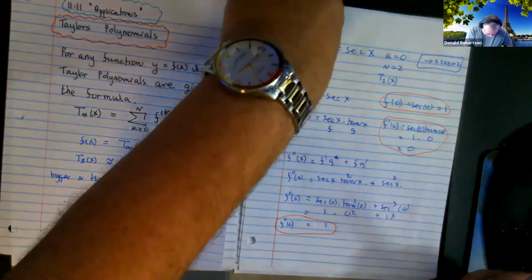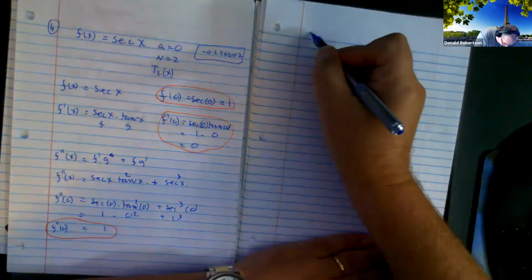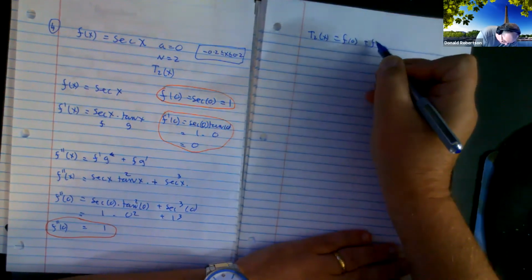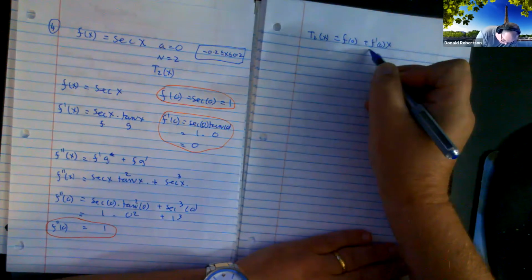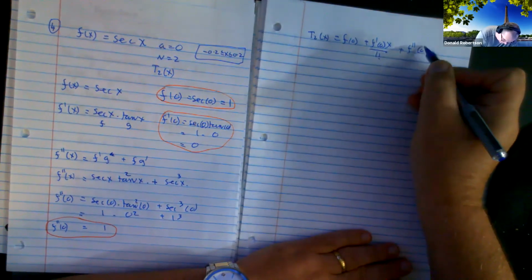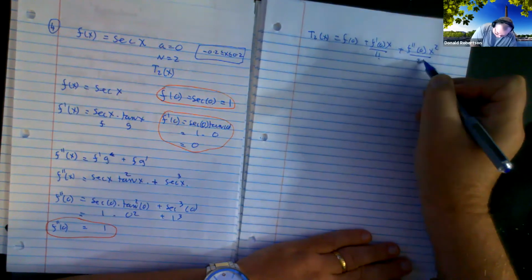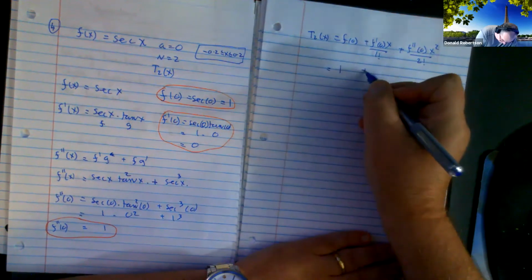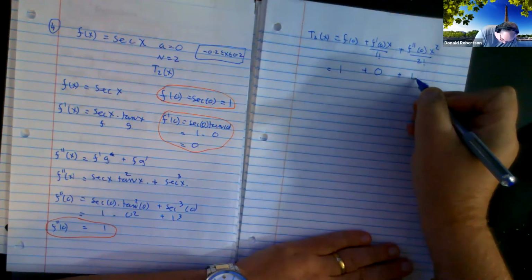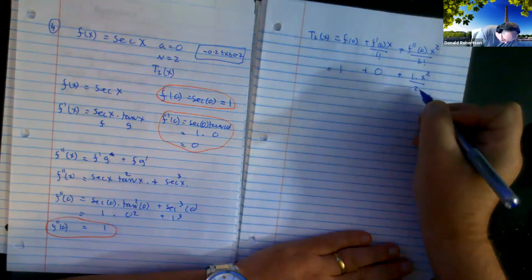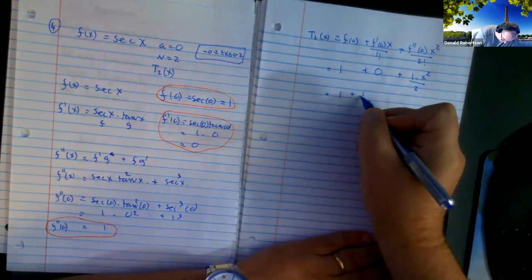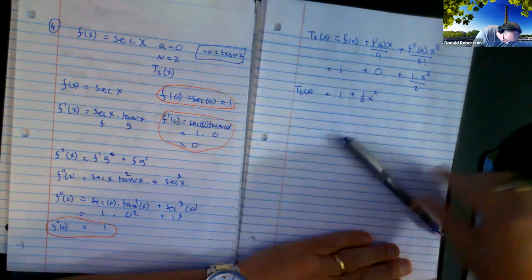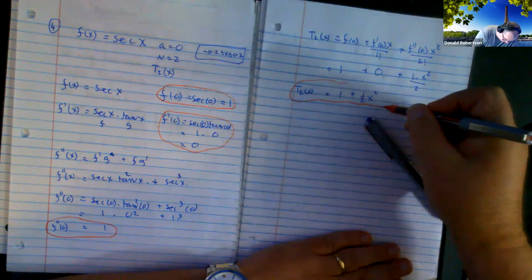So to get T2 of x, it's f of 0 plus the derivative at 0, x over 1 factorial, plus the second derivative of 0, x squared over 2 factorial, right? That's the general formula for all T2 of x's. This is 1, this is nothing, and this is 1 times x squared over 2. So it looks like we have that guy. We have found T2 of x.